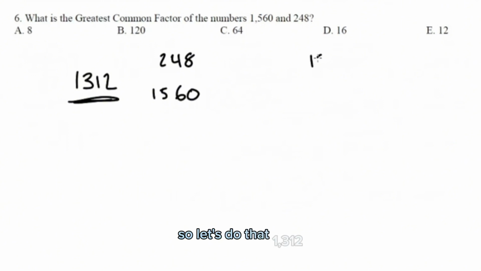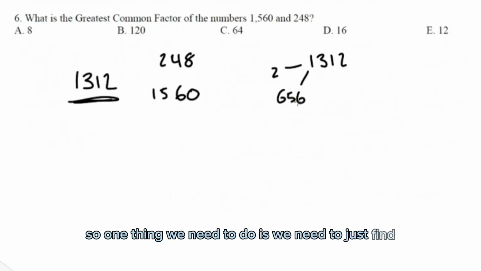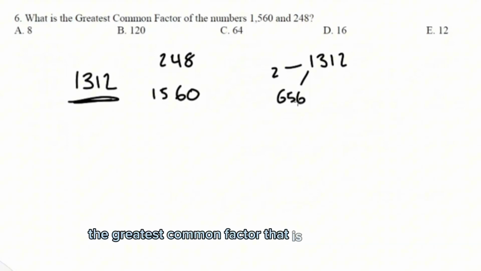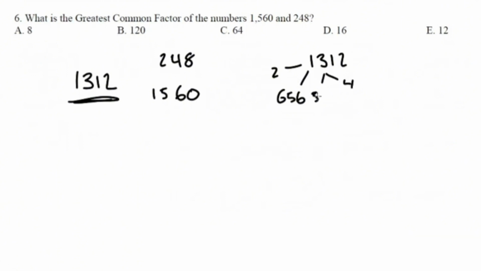So let's do that. 1312. 1312 divided by 2 is just 656. So we have 2 and 656. Alright, so one thing we need to do is find the greatest factor of 1312 that is less than 248. So 656 automatically doesn't count. 1312 divided by 3 is not a whole number. 1312 divided by 4 is a whole number. That's 328. But that's still too big.